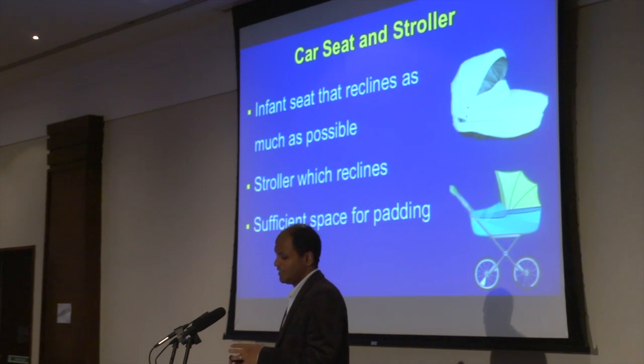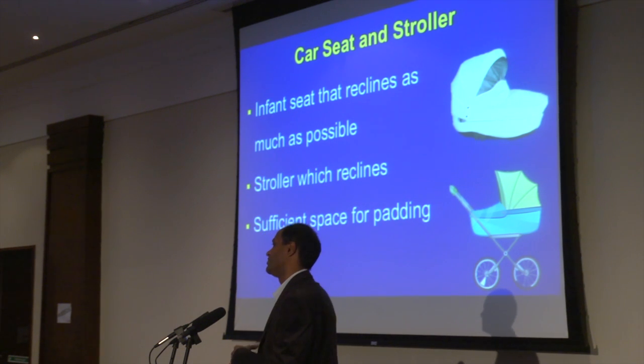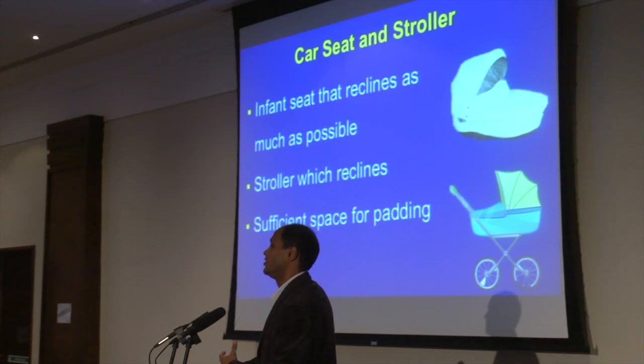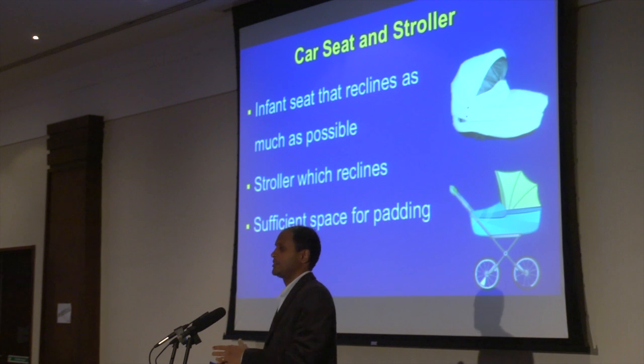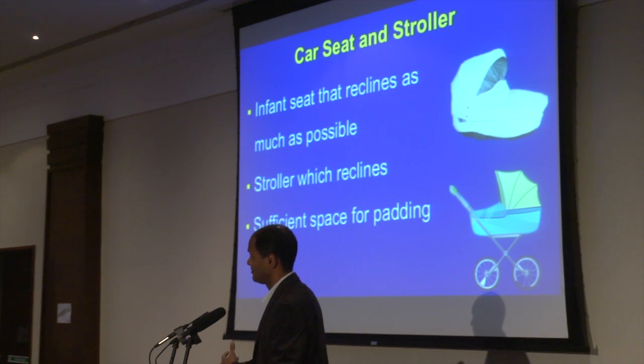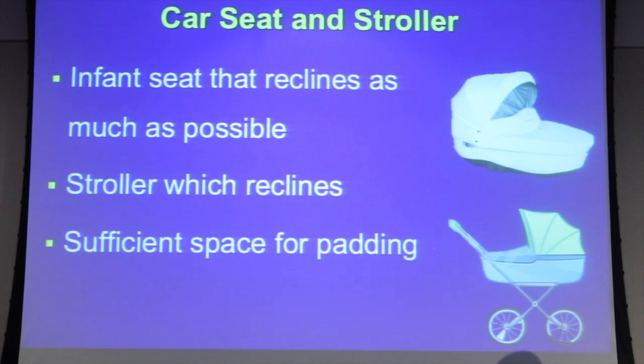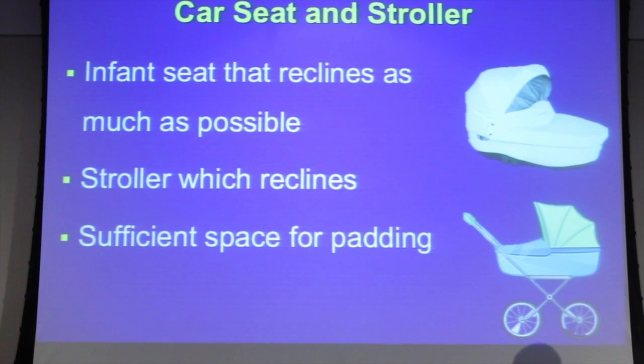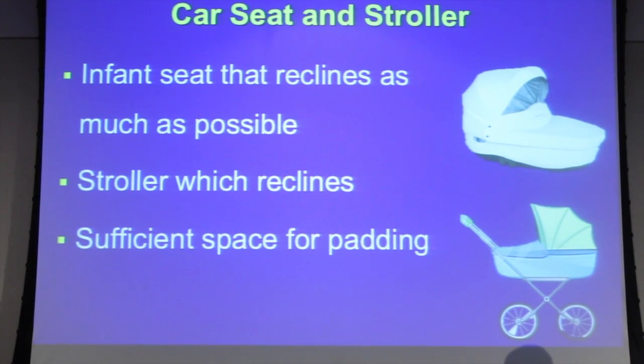Management starts from a very early age, especially if fractures have been identified before the baby has been born, or if there is a family history of brittle bone disease, immediately after birth. If there are features of brittle bone disease, we start giving advice on protecting the bones and especially the spine. The first thing would be to make sure to have an infant seat which reclines as much as possible to avoid pressure on the backbones. The stroller as well should recline as much as possible, and there should be sufficient space for padding so that it can absorb shock to prevent any fractures.